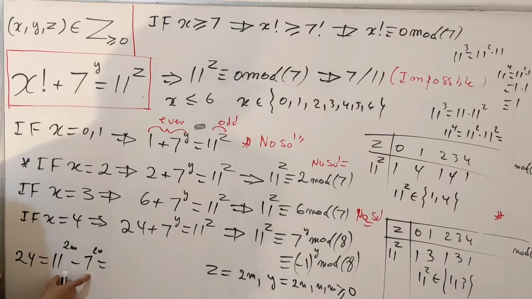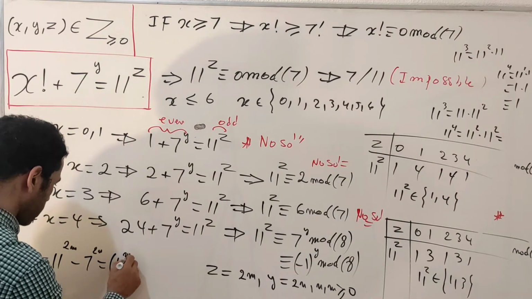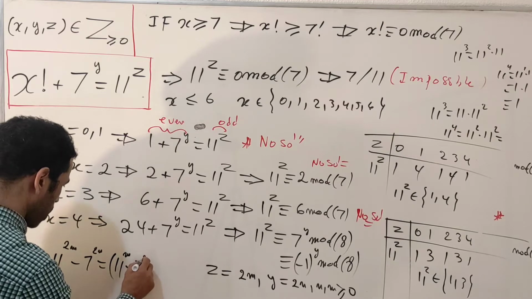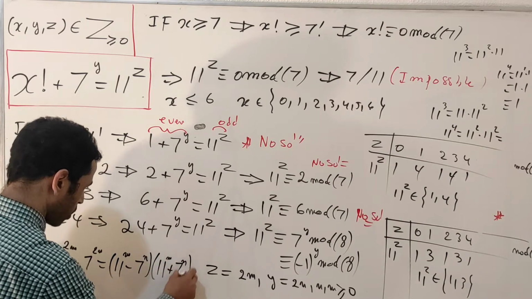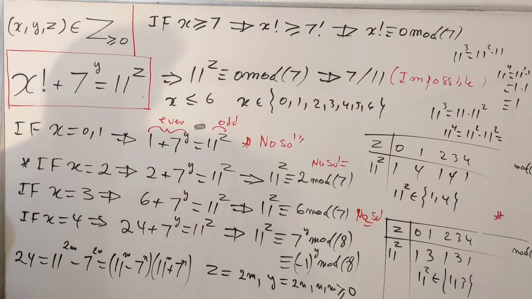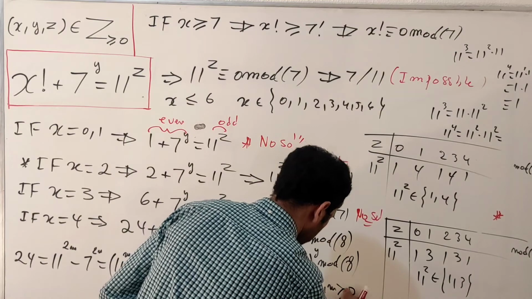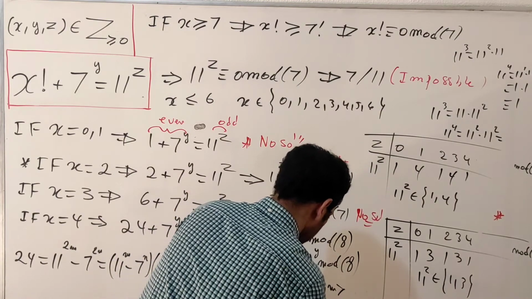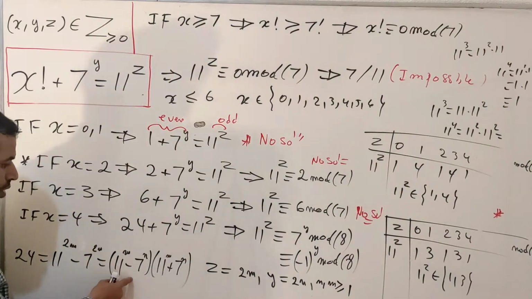This is the difference of two squares. I'm going to factor it in the form of a product: 11 to the m minus 7 to the n, times 11 to the m plus 7 to the n, like this. Okay? So if you take a look carefully, n and m must be greater than or equal to 1, because this one will have 11 minus 7, which is 4.